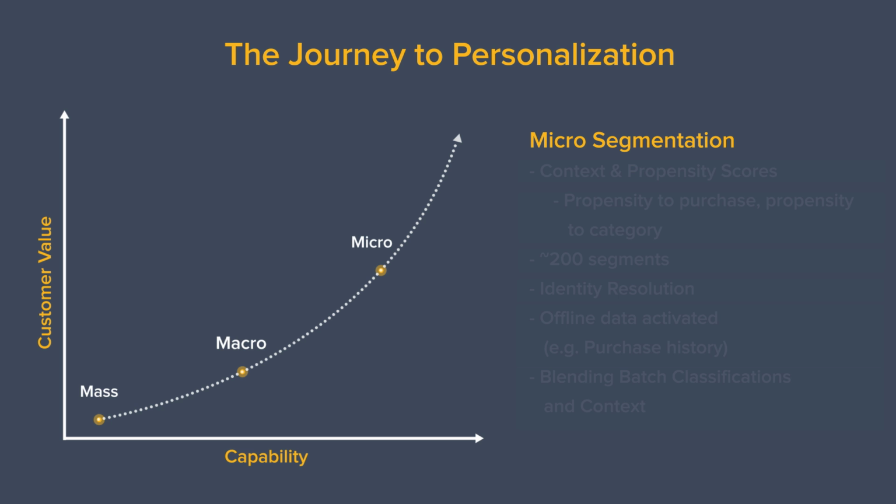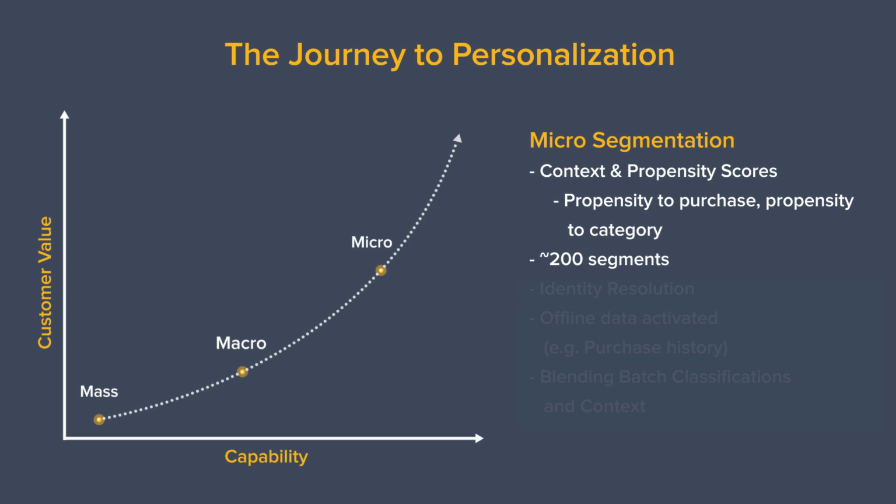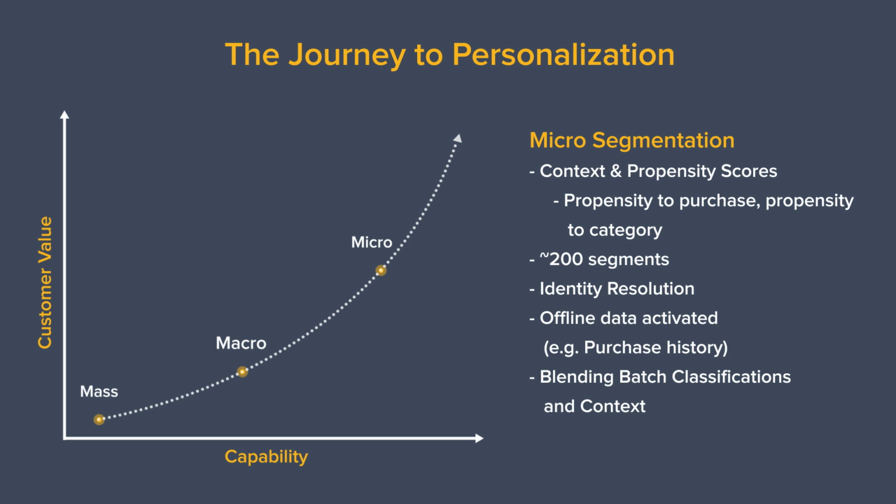The third point is micro-segmentation. Here we really start to harness the power of context and things like propensity scores. We may move from having 20 segments to somewhere in the region of 200. And what we're really trying to understand is make the value out of things like propensity to purchase or propensity to specific product categories. If I have someone who's logged in, I might want to use offline context and really understand their purchase history with my brand. Typically here, I'm also looking at batch classifications of guests. I can classify those guests into roughly 200 groups and then blend that with real-time context, which enables me to have a much richer sense of segmentation.